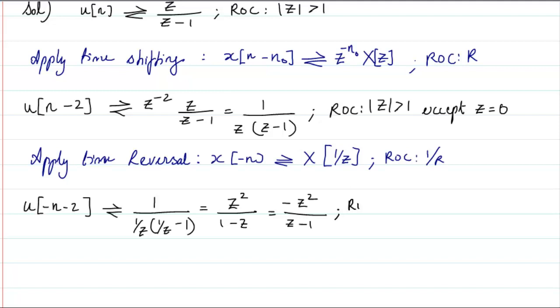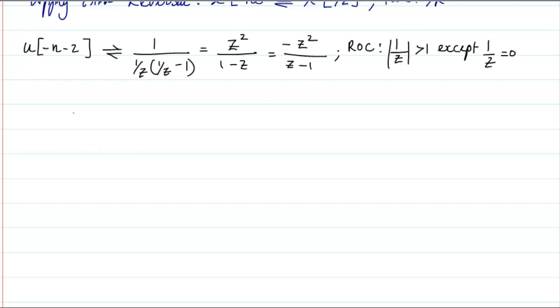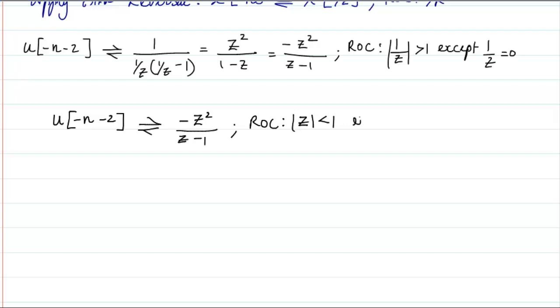What about the ROC? It will be the same ROC, but instead of z you have to write 1 by z. So the ROC will be magnitude of 1 by z greater than 1, except 1 by z equal to 0. So if I am going to rewrite it, then for u of minus n minus 2, the Z transform will be minus of z square divided by z minus 1 with ROC. Now from here I will get magnitude of z less than 1.